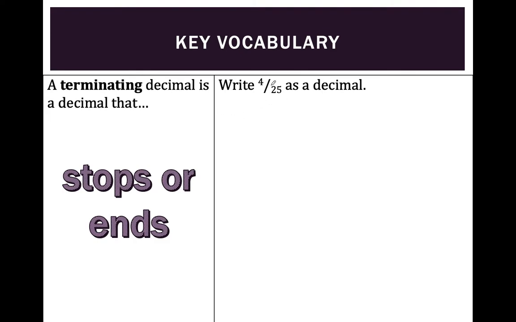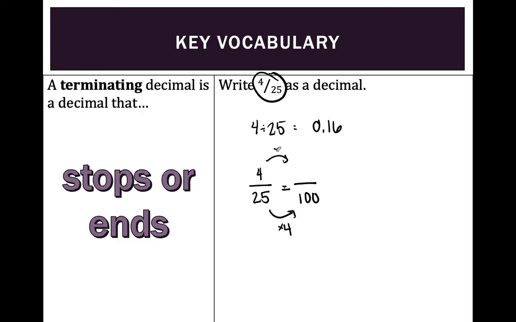To write 4/25 as a decimal, the quickest way is to use a calculator and divide 4 divided by 25. If you do that, you get 0.16 or 16/100. Another option is to try to write your fraction with a denominator of 100. So 25 times 4 is 100. If I multiply the numerator by the same, I get 16/100, which is the same as 0.16.